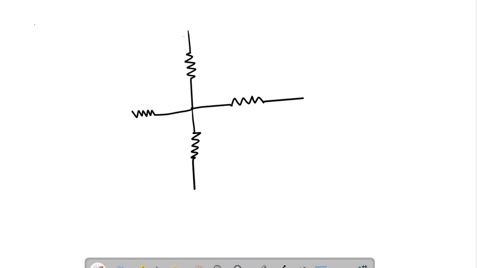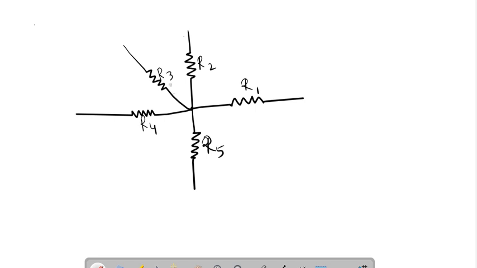Let us consider a junction here. This is the junction point. Suppose this is R1, this is R2, this is R3, R4 and R5. These are the resistors.